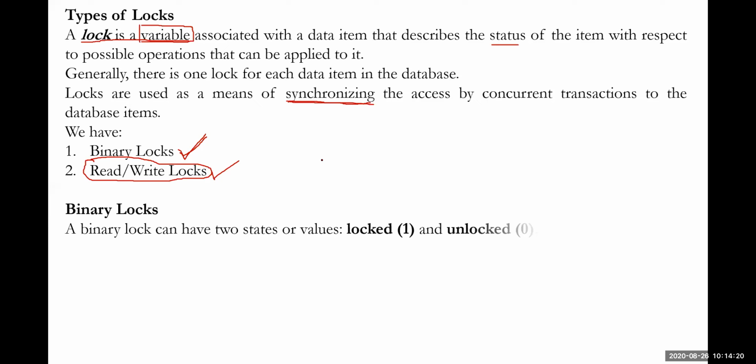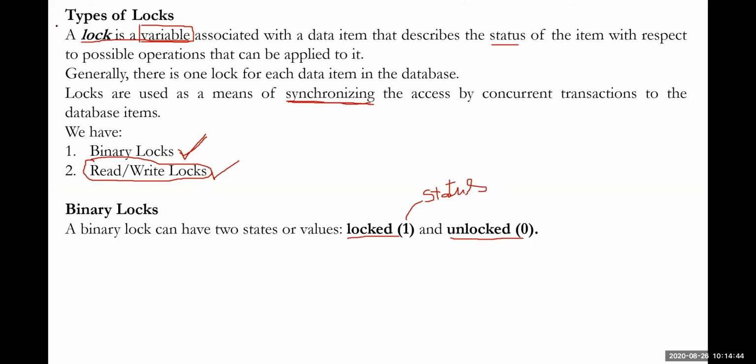Binary locks can have two different types of values. Binary means only two, bi means two. So two different states of the lock will be there: either the locked state or the unlocked state. The locked state will always be taken as one, as the status variable you have to consider here.